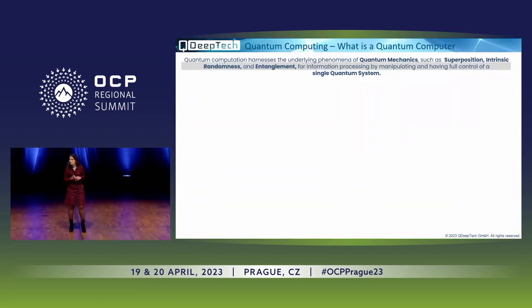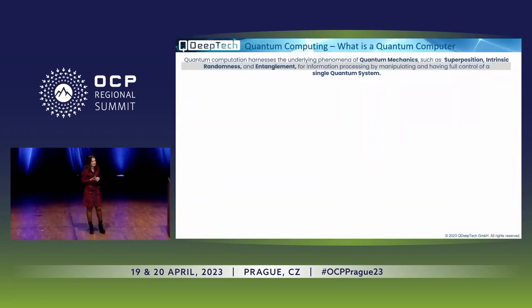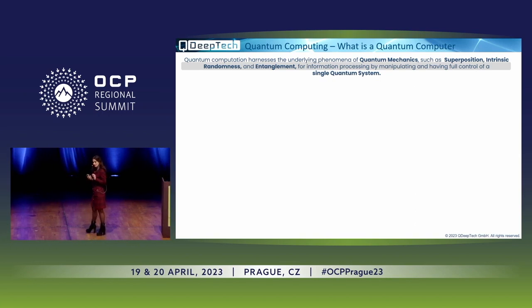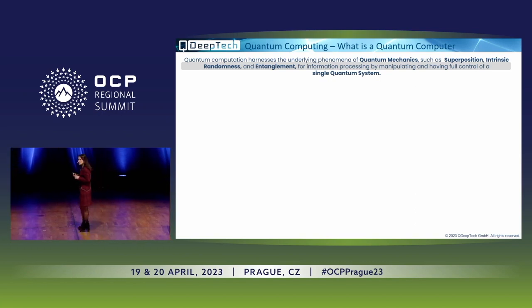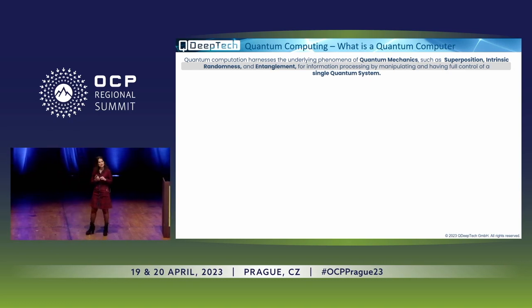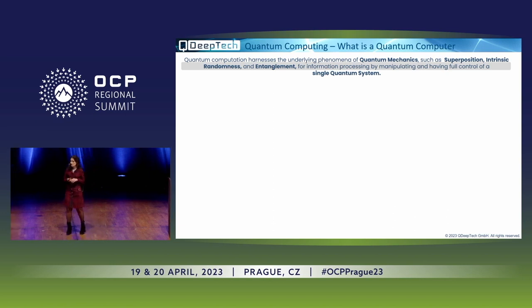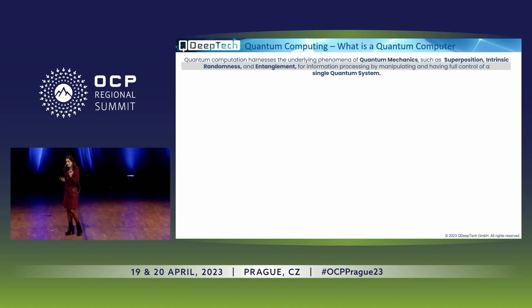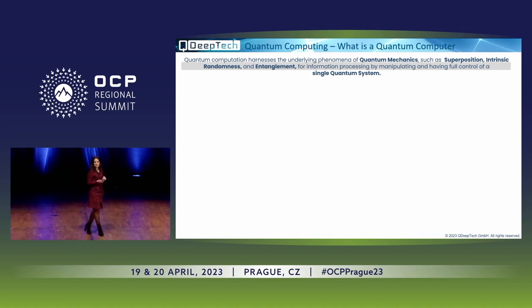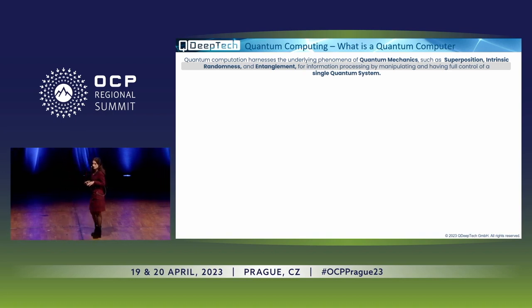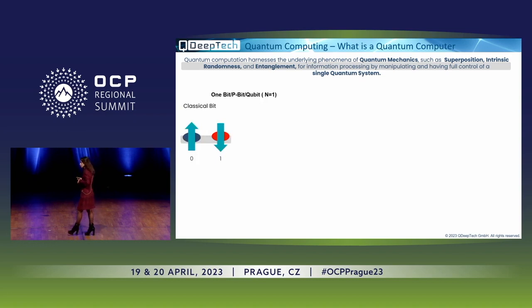So quantum computing is a cross-technological and cross-scientific technology at the intersection of physics, computer science, and mathematics, which takes advantage of quantum mechanical phenomena, like, for example, superposition, intrinsic randomness, and entanglement. And by being able to manipulate a single quantum system and control it very well, it wants to process information. So this is the definition of quantum computing.